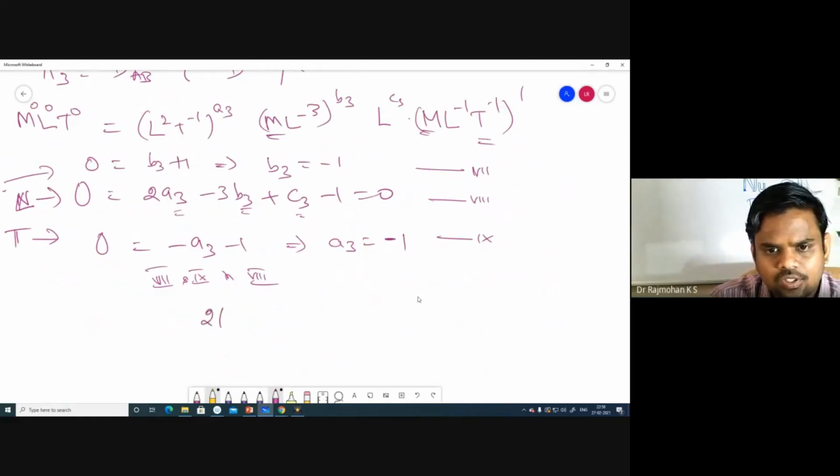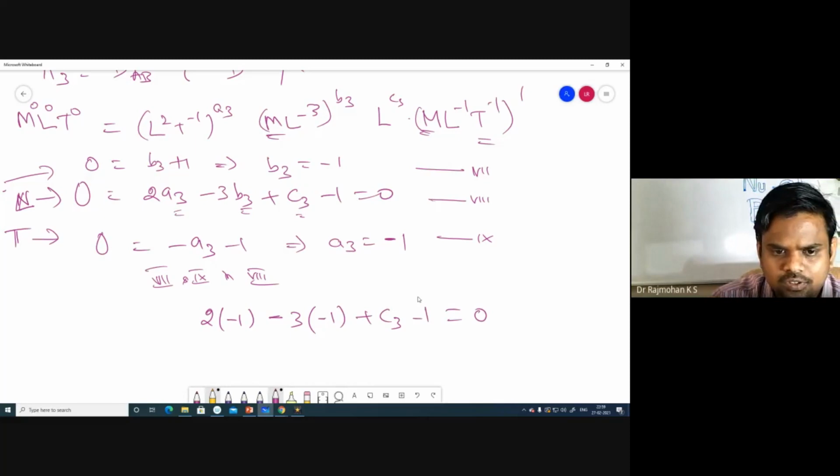So we have 2 into A3, which is minus 1, minus 3 into B3, which is again minus 1, plus C3 minus 1 equal to 0. So this is minus 2, minus into minus plus 3, minus 1 plus C3 equal to 0. So 3 minus 3 equal to 0. Therefore, we have C3 equal to 0.